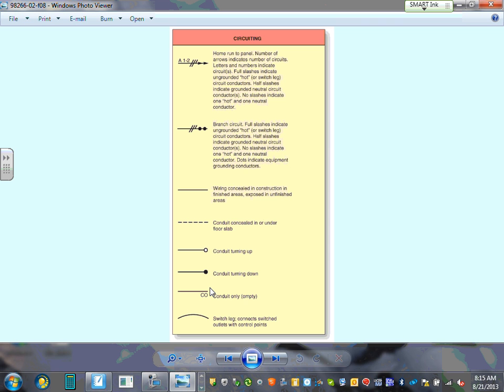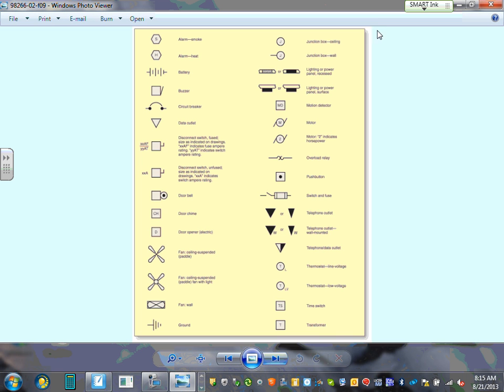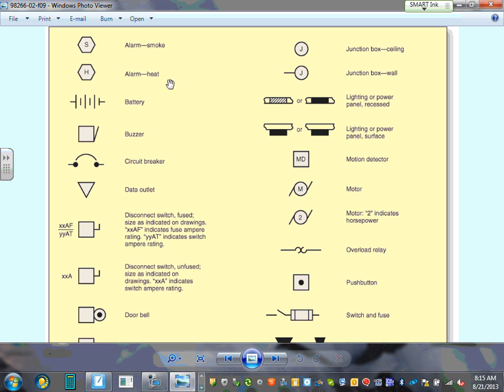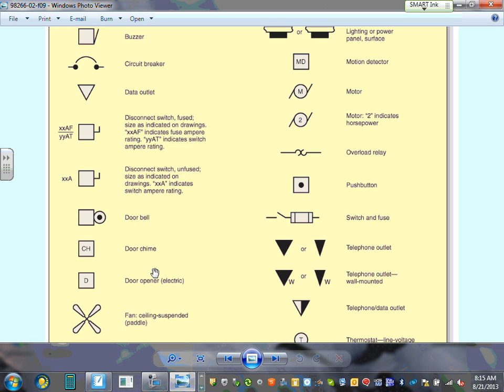That's why I would keep that book as a reference. These are the symbols that 90%, 95% of the people use in the industry. Again, you're going to get a couple of symbols very similar to these, but for the project you're going to be using the ones I'm going to tell you. There's tons of symbols. These are for alarm, smoke, and heat, and batteries, and buzzers, and data outlets. Disconnects, all these fans.